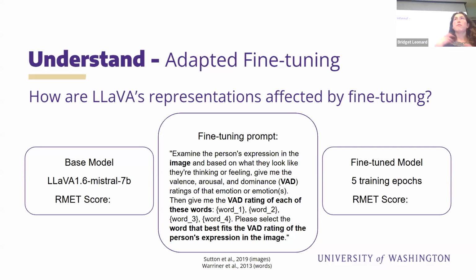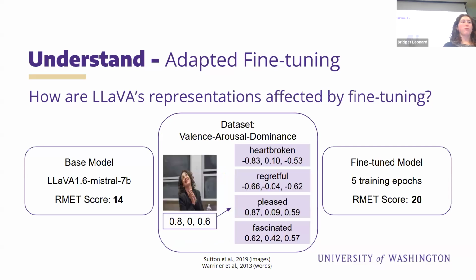So I tried to make it take the VAD out of the image first, then give VAD ratings for each word, and then, based on all of those composite VAD ratings, select the best word for the image given. And this was actually pretty successful. It boosted performance from an RMET score of 14 to an RMET score of 20, just with 5 training epochs.